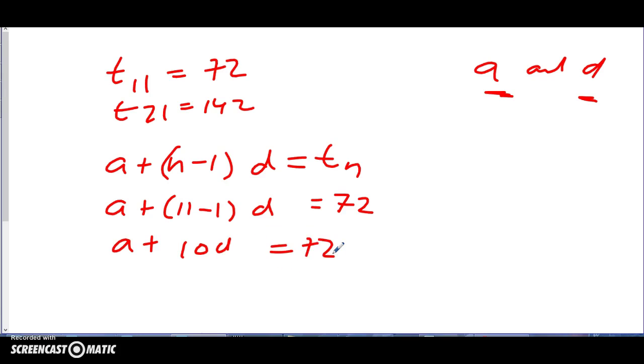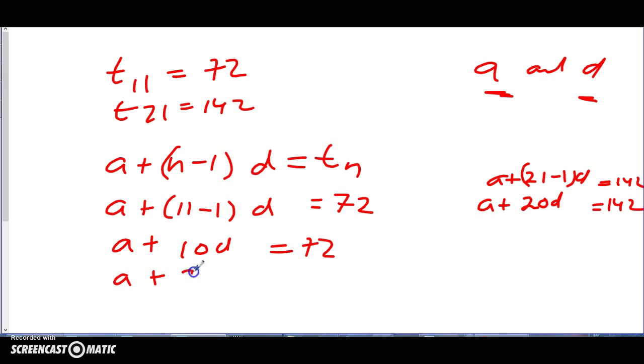We have one equation, and we're going to come up with a second equation also. From here, I'm going to say that 142 is equal to A plus 20D. So that's A plus 21 minus 1 D. I'm subbing in 20 for n here, and that's equal to 142. So now I have two equations with two unknowns. I'm just going to rewrite this one here, and now I have equation 1 and equation 2.